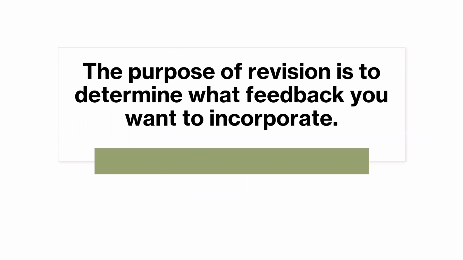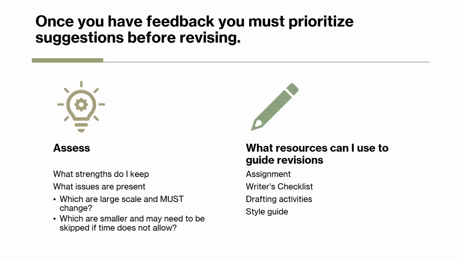So the purpose of revision, once you have the feedback, is to decide what you want to incorporate. What do you want to do about it? That, as an author, is your decision. You get to decide what it is you're doing about the feedback and what you're taking in and what you're deciding to ignore, right? So once you have the feedback, you have to prioritize, right? So what are the strengths that someone has identified and what are the issues that are present? What are the large scale issues? What are the smaller scale things that might not be as important right now, right?